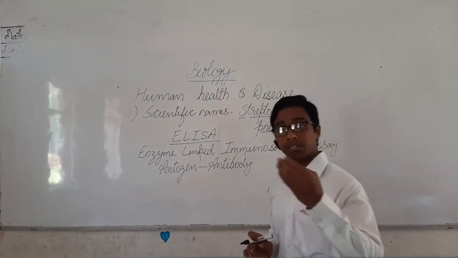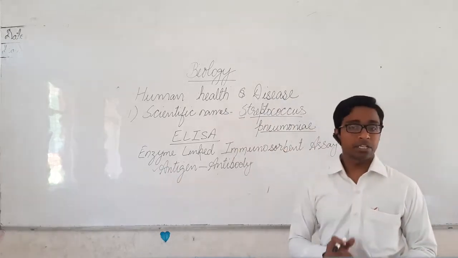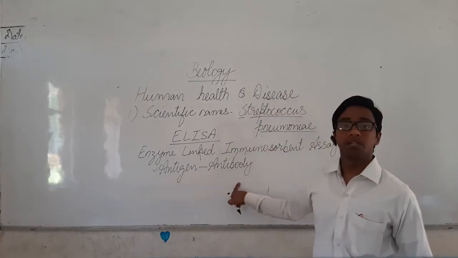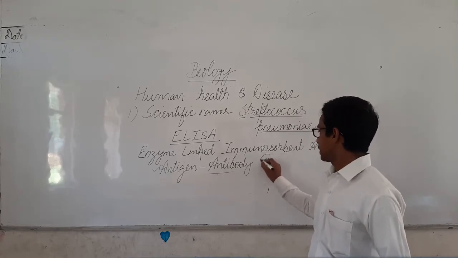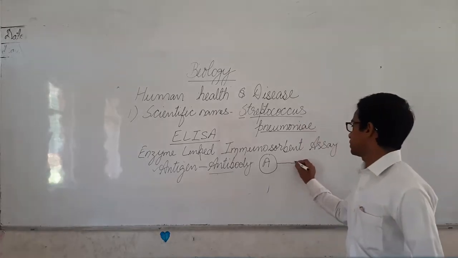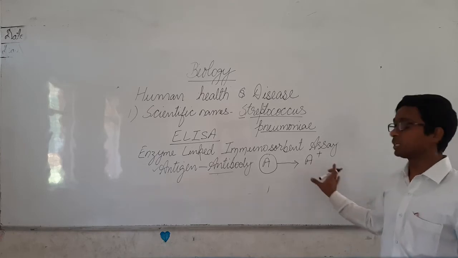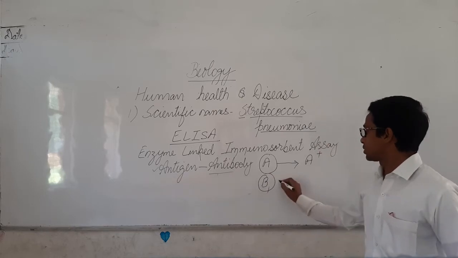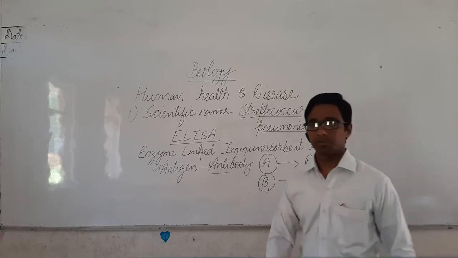If any foreign agent enters our body, that agent is called antigen, and the response of our body against that particular antigen is called antibody. For example, if antigen A has entered our body, the antibody produced against this antigen will be A plus. It is simply an example. If antigen B has entered our body, it will produce antibody B plus and so on.